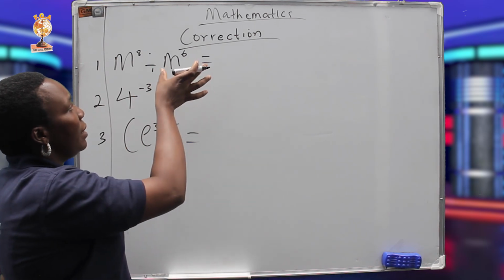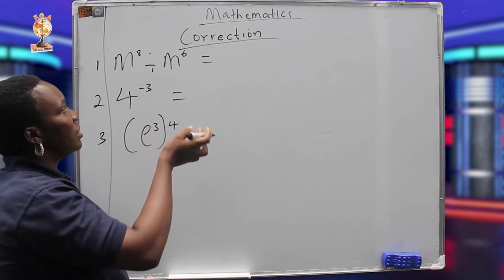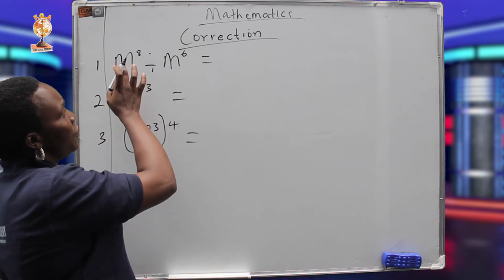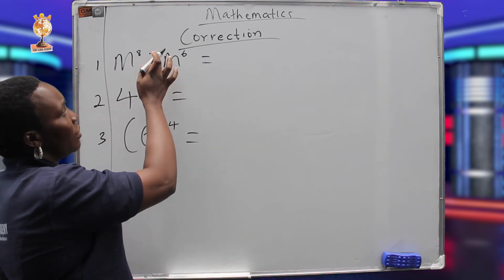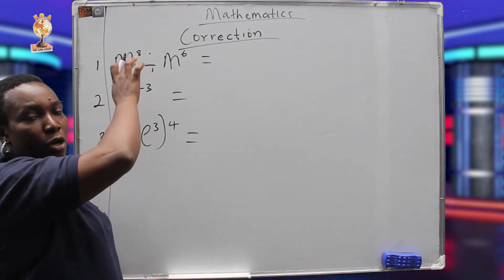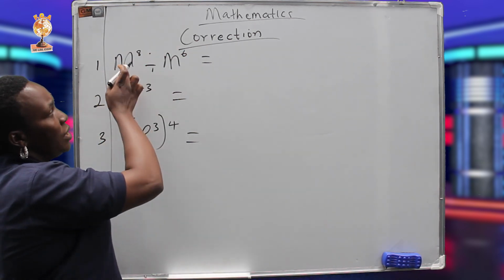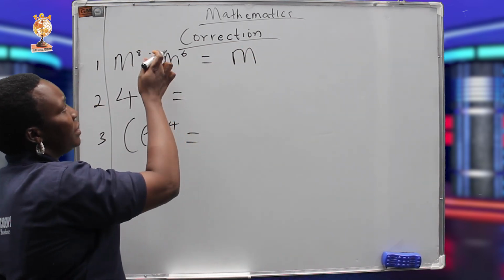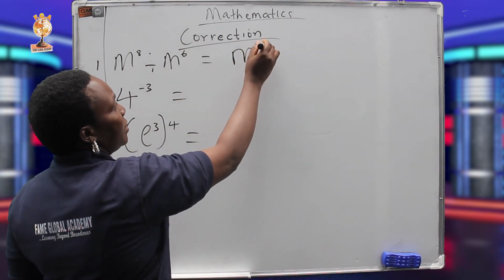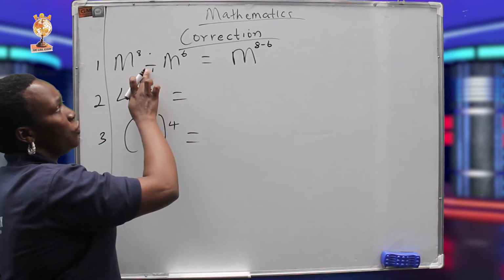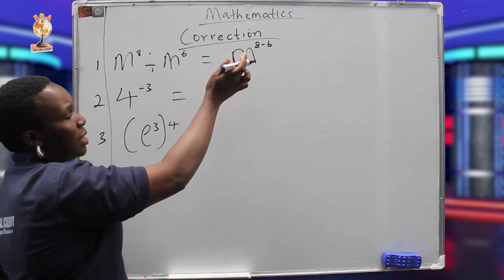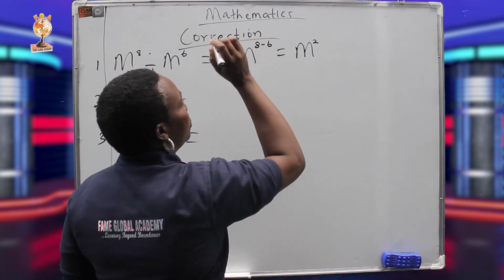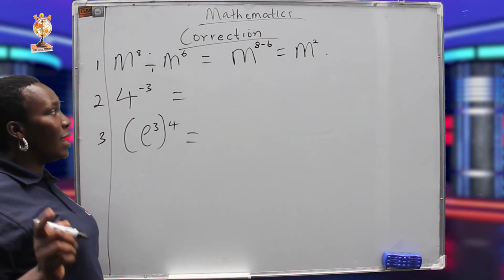You remember in laws of indices, division means subtract the powers. So if the two bases are the same and we have division in between them, you subtract your powers. So this is m, so we have m raised to the power of 8 minus 6, because it is division, so you subtract the powers. So 8 minus 6 will give us m raised to the power of 2. So that's the answer to number one question.